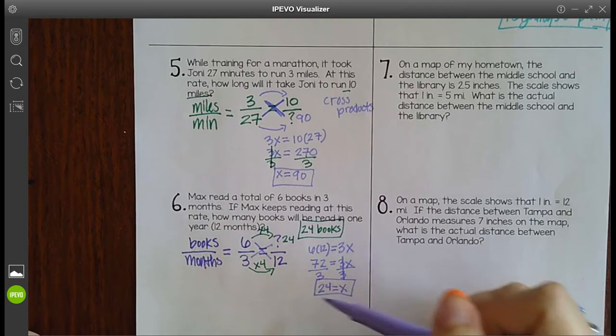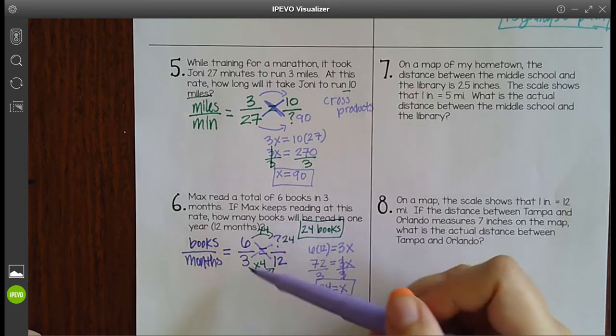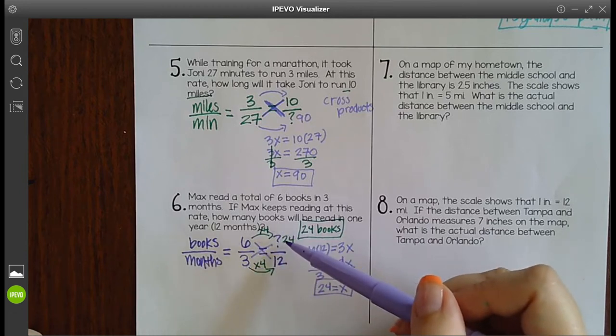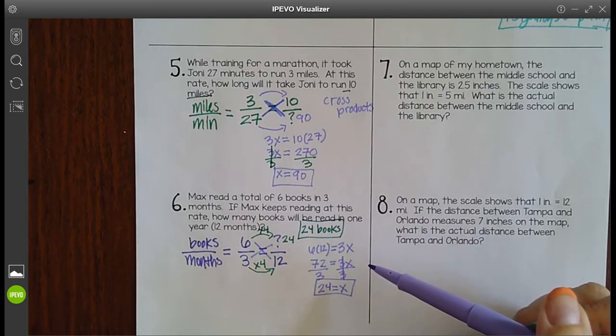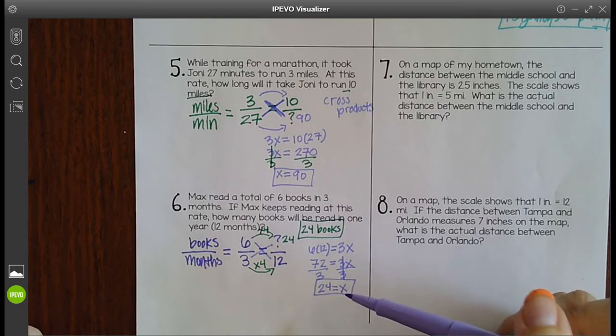Okay, just in case this was another problem that it didn't work out nicely, I could have done cross products. Cross products will always work when solving. But if I can do this shortcut way of just 3 times what is 12? Oh, 4. So 6 times 4 is 24. Why not do the shortcut way, right? But just note that if for some reason you don't see that right off the bat, you can always fall back on cross products.